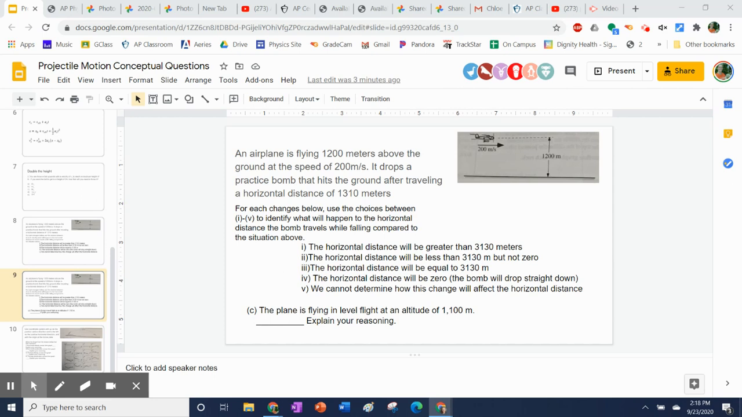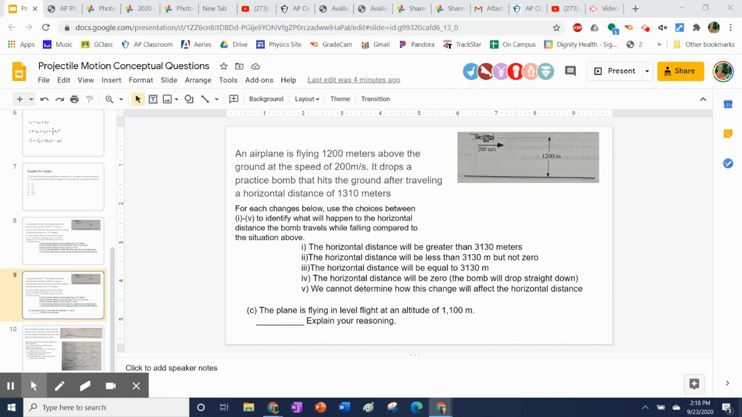The bomb will hit the ground before the plane is overhead because the bomb spends less time in the air. I'm not 100% sure what you mean by the bomb will hit the ground before the plane is overhead.